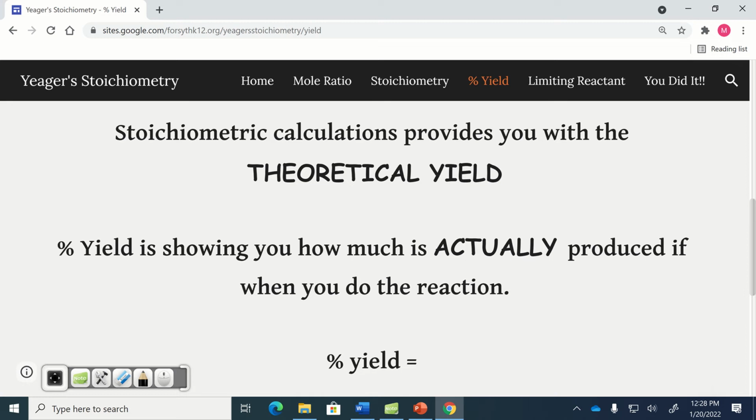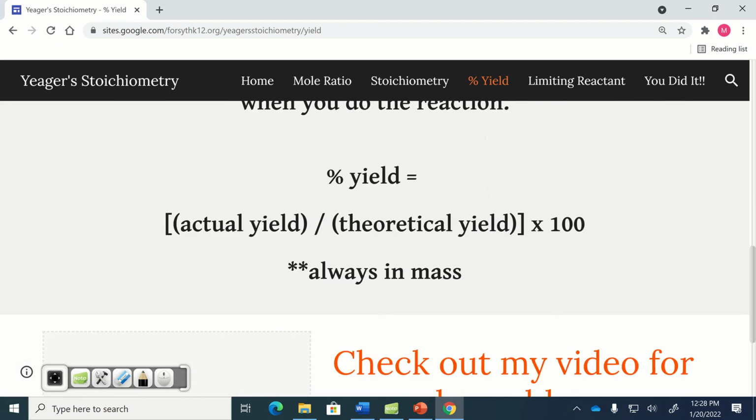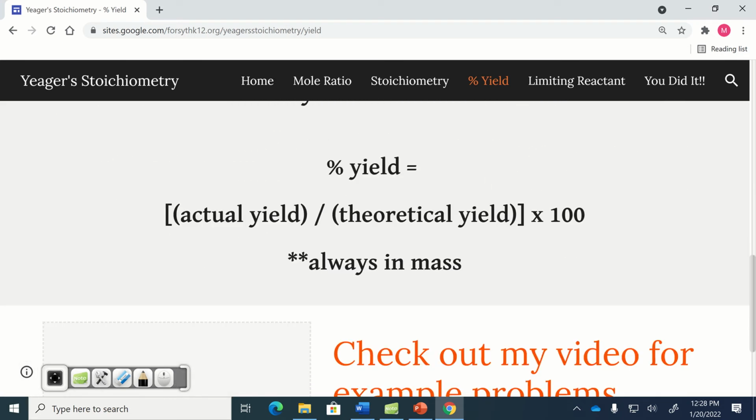I'd say 99.9% of the time, you're not going to get 100% yield. There are possible labs where you can get above 100% yield, which means there's probably some contamination that you didn't eliminate. But generally, we're going to see less than 100% yield. So the calculation is percent yield equals the actual yield divided by the theoretical yield times 100. And these yields are always in mass. So in the end, we have to use the stoichiometry to get us to mass.